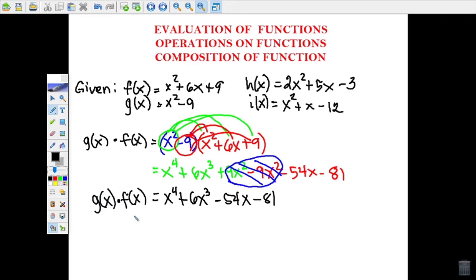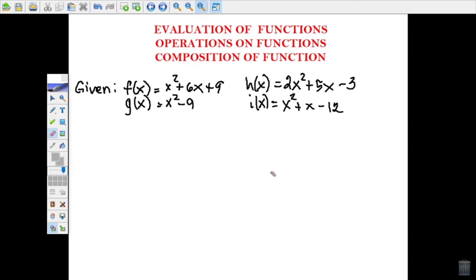Okay? Ganyan lang tayo mag-multiply. So, the rest, ganun na lang din gagawin. Kasi trinomial yan, expect nyo na mahaba yung i-distribute nyo, yung solution. Okay? Let's go now to the division. For example, okay, division. Let's say we are given f of x divided by g of x.